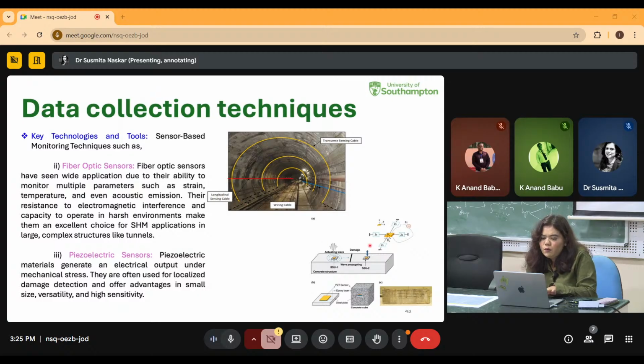And this is one of the PZT sensors I have shown, basically how it works. This is the main PZT setup. It's generally embedded into the structure, sometimes inside a concrete beam, and it looks like that. Then you introduce some kind of mechanical stress, and you get electrical outputs. That's how PZT sensors generally work.